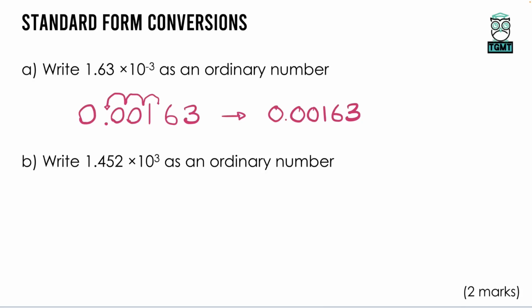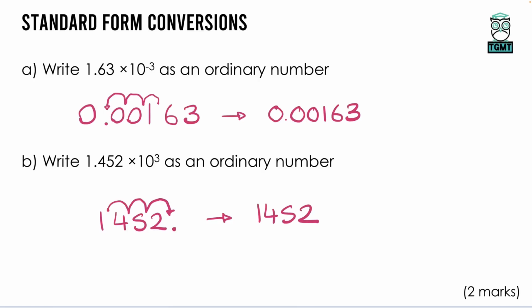For part B, we have a positive power, this time a positive power of 3. So I'm going to write the numbers 1, 4, 5 and 2. I'm just going to drop the decimal just above here so I can draw these loops and then go 1, 2, 3. So it's going to drop all the way to the end, which means I actually don't have to write that decimal. I could write it as 1452.0, but because it's a whole number with no 0 at the end, I can just write 1452.